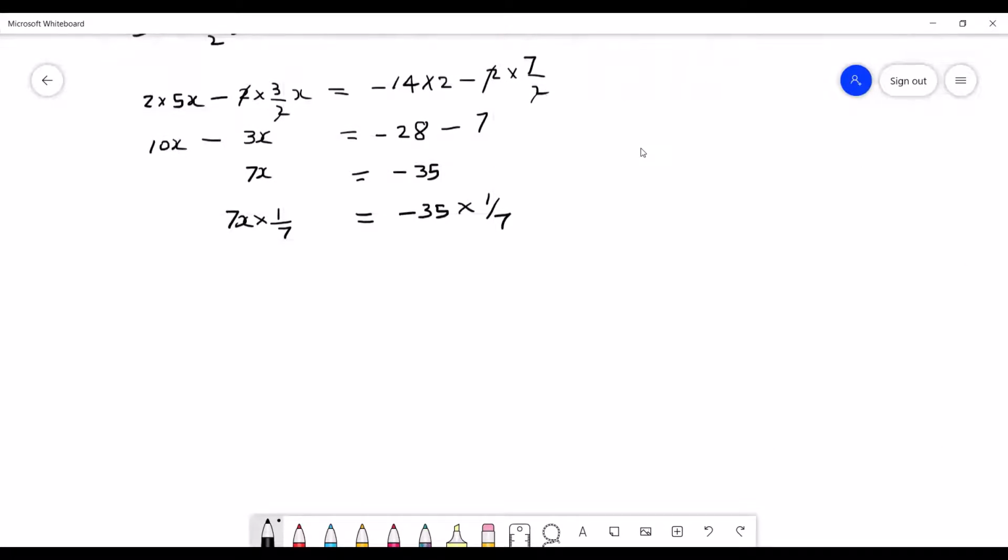Directly you can take this 7 to the right hand side, then it will become minus 35 divided by 7. That way also will do. 7 and 7 will get cancelled, and 7 goes in 35 five times. So x is equal to minus 5 is the answer. And you can check whether this answer is right or not also. And let us come to the next question now.